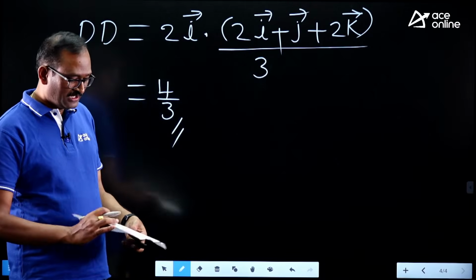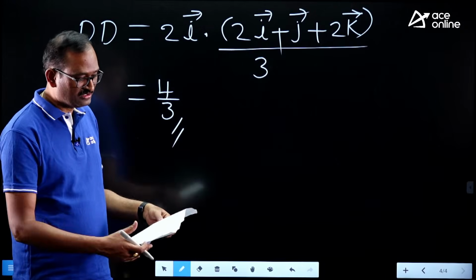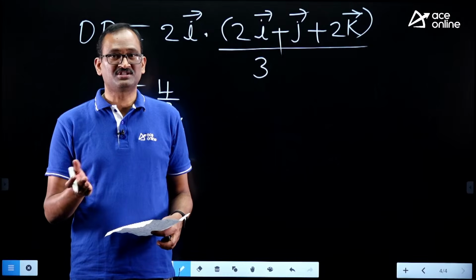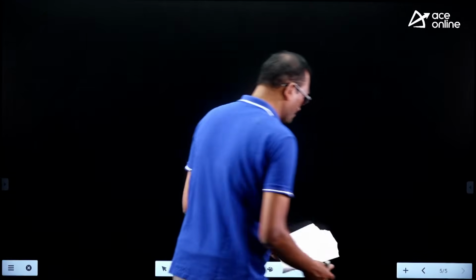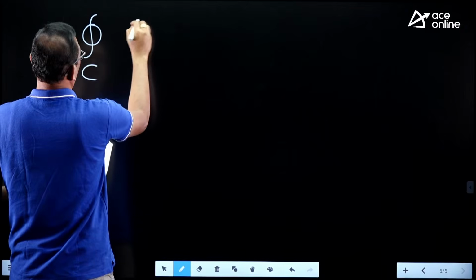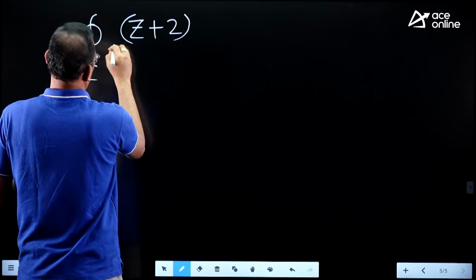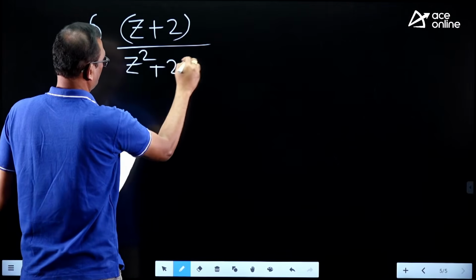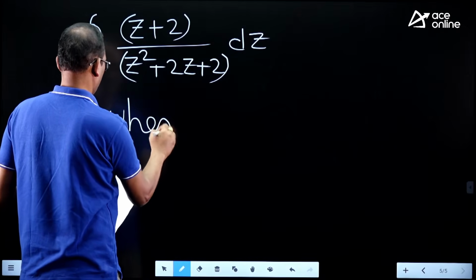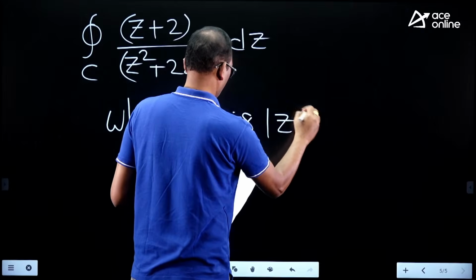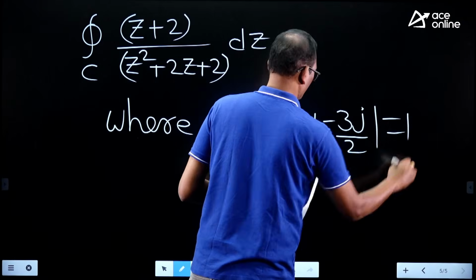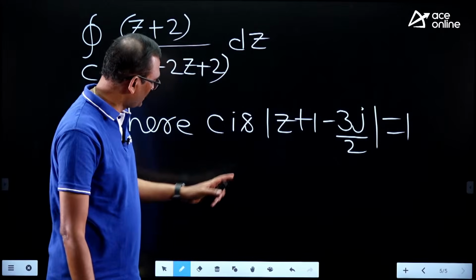So the paper is moderate, and we see one more question that was given from complex variables. As we all know, every year we will be given a question from complex variables, mostly from Cauchy's integral theorem, Cauchy's integral formula, or Cauchy's residue theorem. What would be the value of the integral of (z plus 2) by (z square plus 2z plus 2) dz, where C is the circle magnitude of z plus 1 minus 3j by 2 equal to 1? We were asked to find the value of the integral along the specified path.